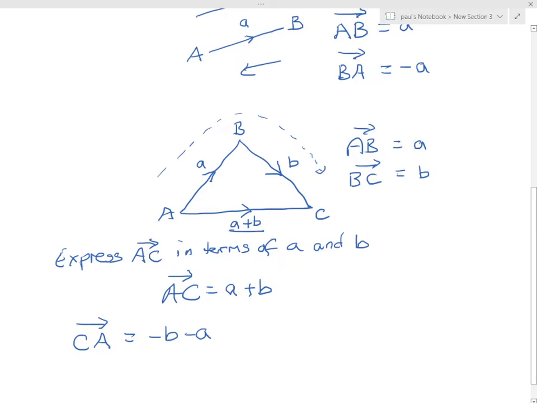And if you look at this one here, from A to C is a plus b. So from C to A, we're going the wrong way, so we just change the signs, minus a minus b. The letters are the wrong way around, but it makes no difference. Minus a minus b is the same as minus b minus a. So that's how we get from one to the other.